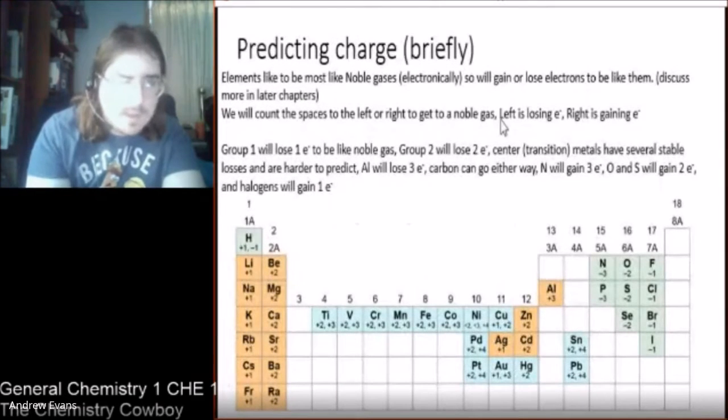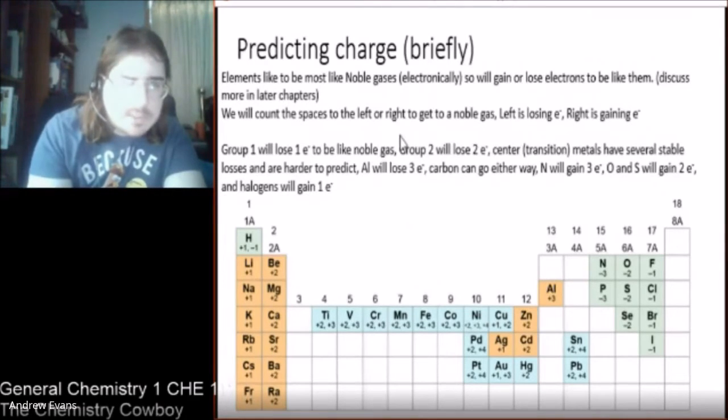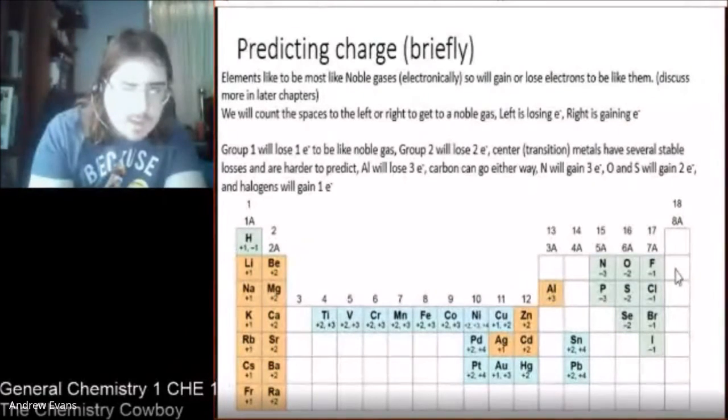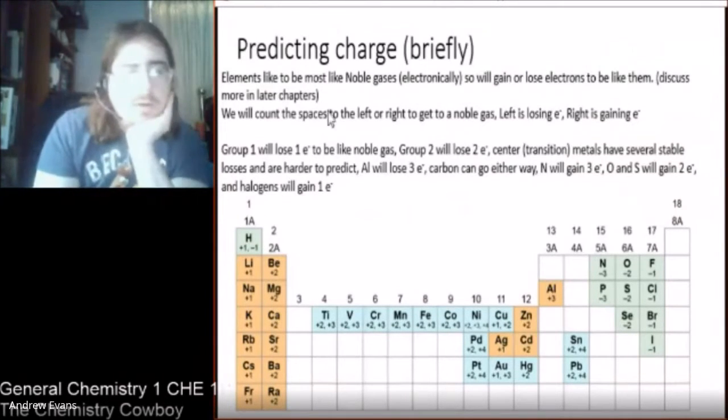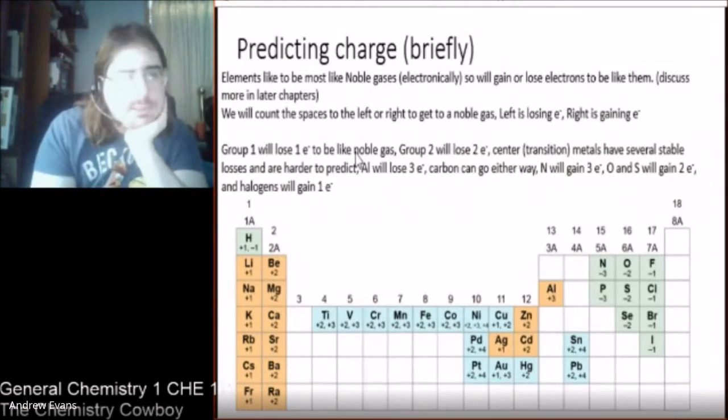So, okay, how do we predict the charge? The easiest way to predict the charge is by looking at this table. Now, we'll get to this in, I think, another 2 chapters. But in the meantime, how do we look at this? Elements want to get to that noble gas configuration, that column 8, that helium, neon, argon, all that. So we're going to either gain or lose electrons to get there.